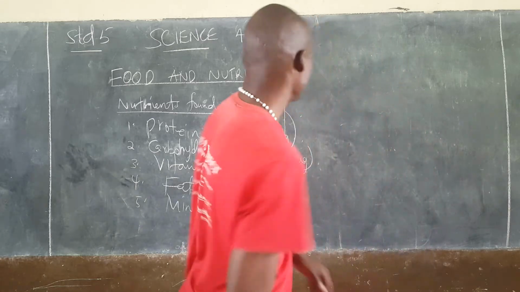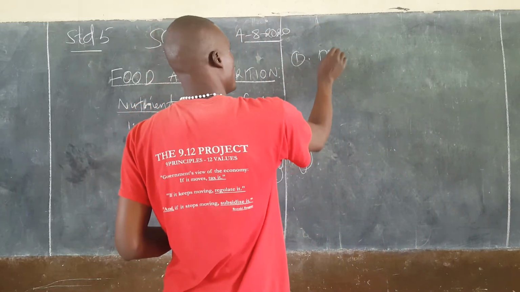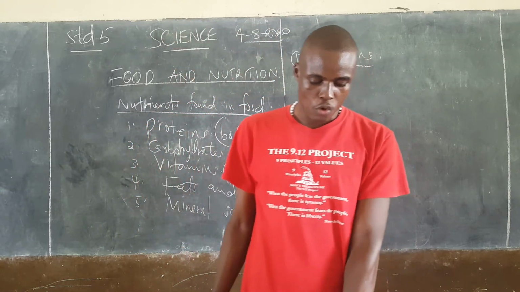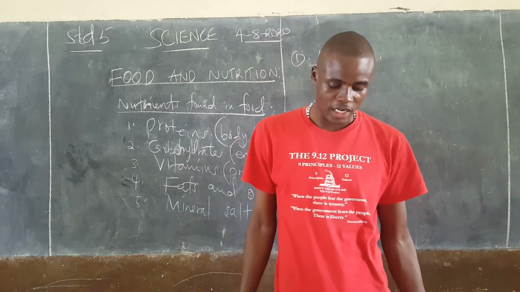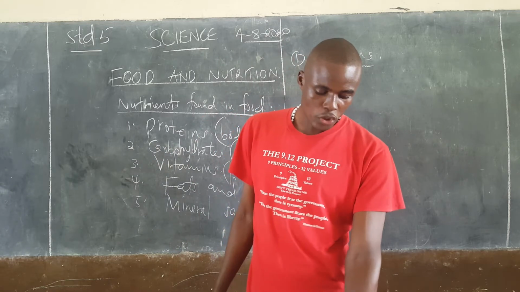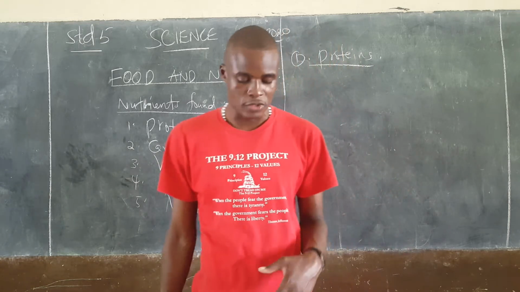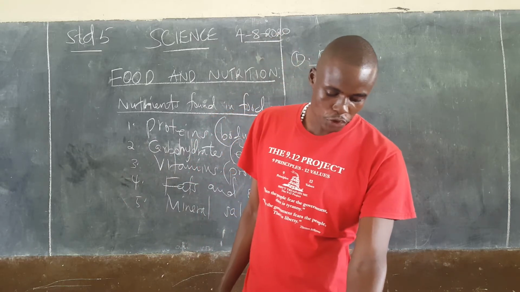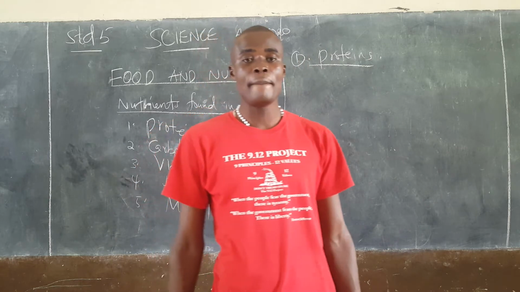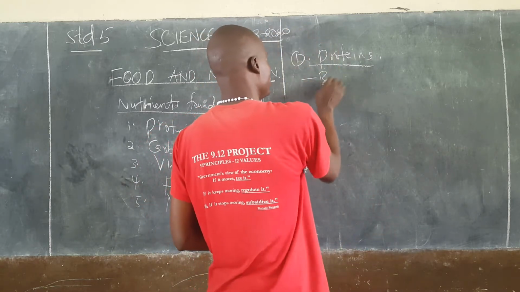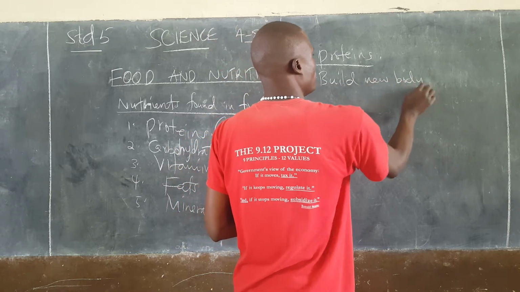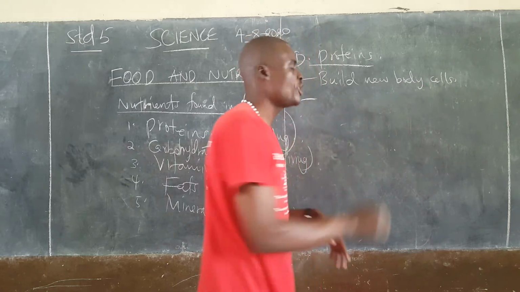So we're going to begin with the first one, that is proteins. Number one, we have the proteins, which we now want to know what they are. As we mentioned in class four, they are called bodybuilding foods or body repair foods. They are used in our body to build new body cells for proper growth.